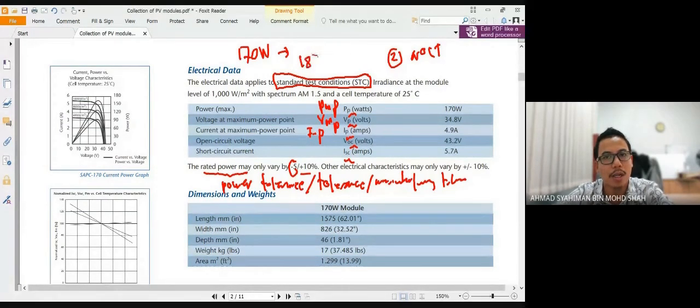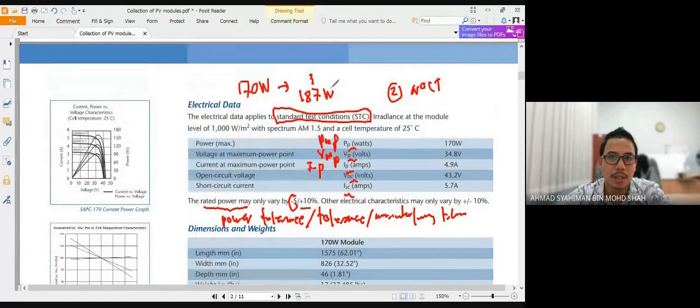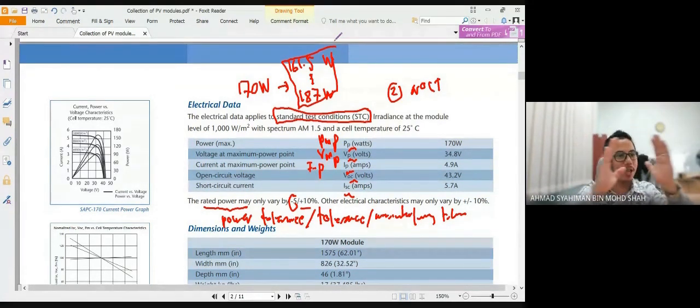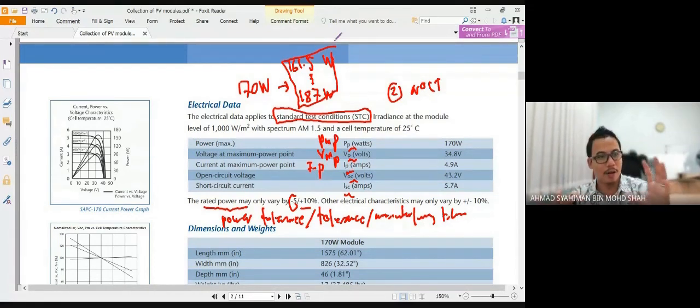187 watt, sampai tolak 17 ke. Tolak 17 tolak berapa? Tolak 17 tolak 8.5. Mungkin satu je. 161.5 kot. Maksud dia ni at the peak hour, peak power tu, kat peak power tu dia akan varies lah. Varies sekitar, dia tak constant. Standard lah, benda ada tolerance kan. So ia bergantung pada the way they manufacture ataupun stability of the module itself lah.